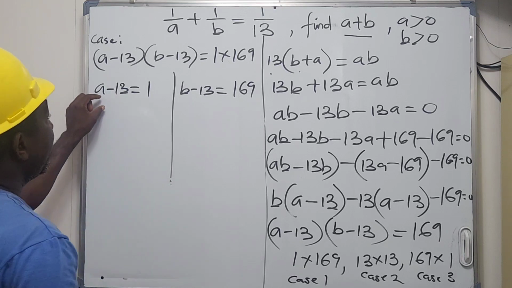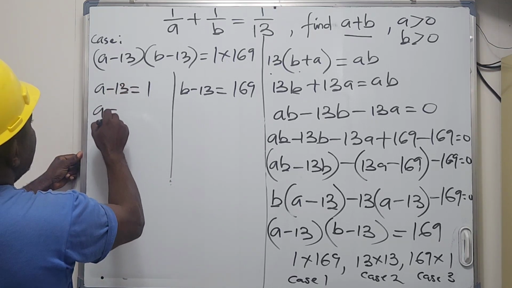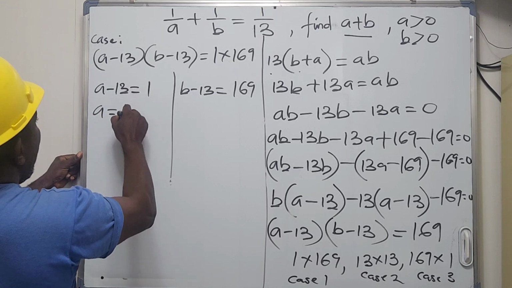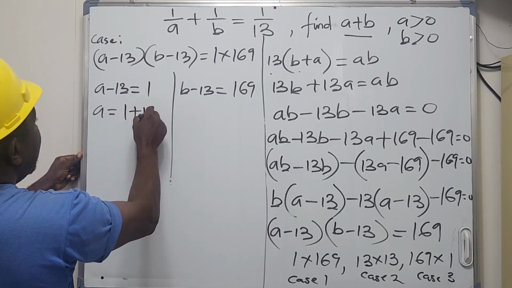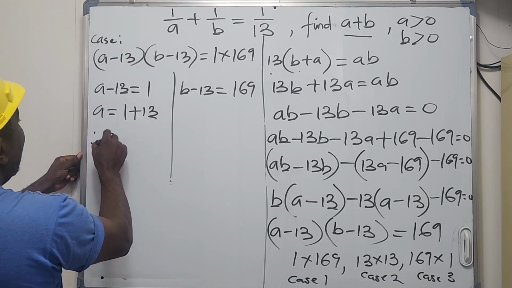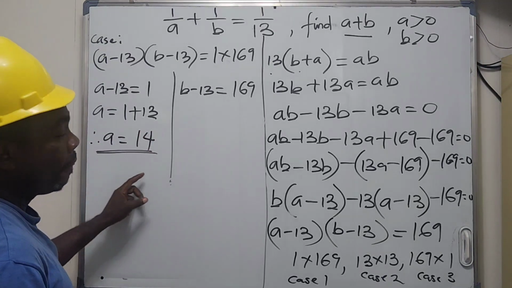So in this case, to find the value of a, we make a the subject of this expression, which is a equals 1. When minus 13 is transposed to the other side, it becomes plus 13. Therefore, our value of a equals 14. That is 1 plus 13.